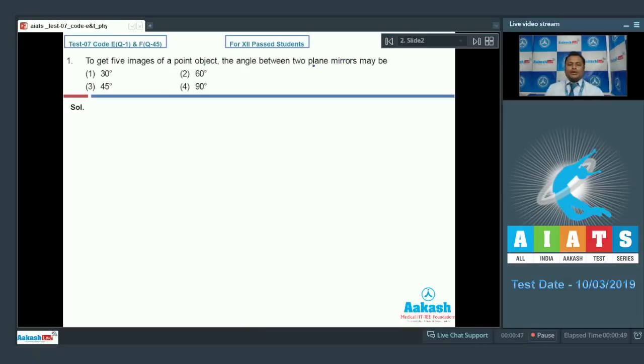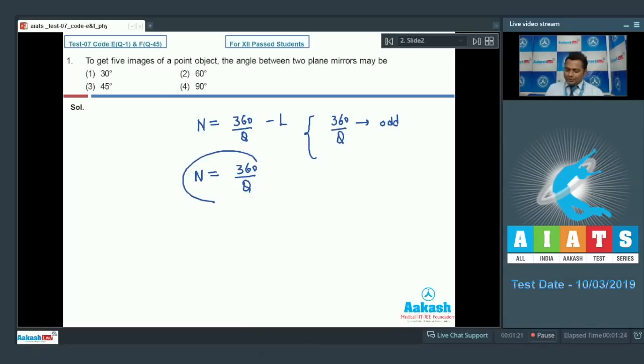We know very well, the number of images of an object placed between two mirrors having an angle theta between them is given by n equals 360 upon theta minus 1, or it may also be n equals 360 upon theta only. What formula we have to apply? It depends upon 360 upon theta. If this number comes odd, then we use this formula, and if 360 upon theta comes an even number, then we use the first one.